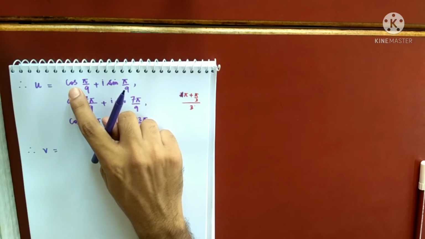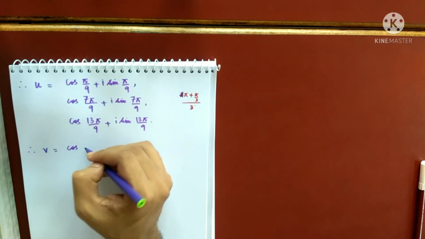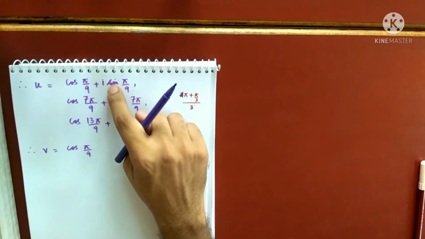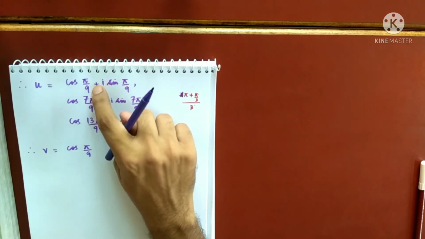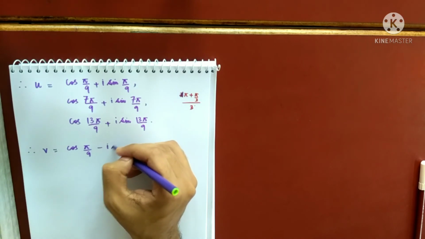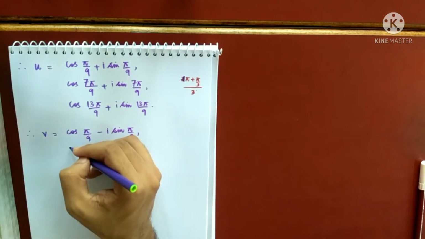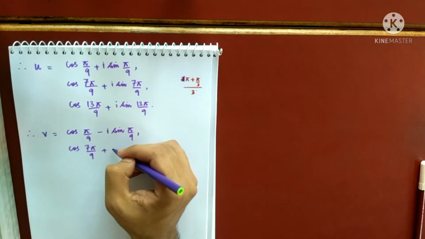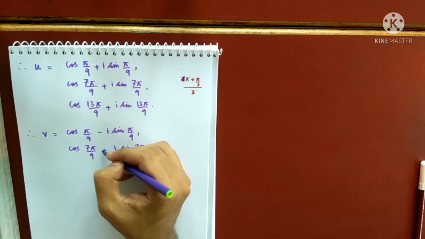So the first value of U will be cos of minus pi by 9. Cos of minus pi by 9 is the same as cos of pi by 9. And plus i sin of minus pi by 9. But you know, sine of minus theta is minus sine theta, so the minus will come outside. So this is the value of V. This is the first value. This is the second value. It will be minus.